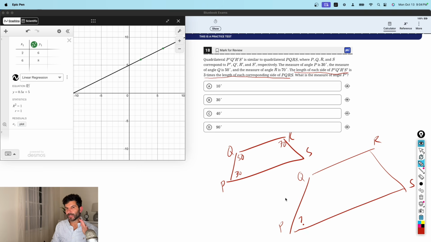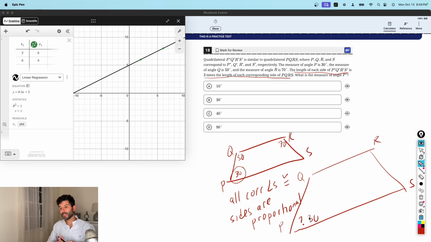Here's the wonderful thing about similarity. With similar polygons, whatever, triangles, quadrilaterals in this case, all corresponding angles are congruent. The sides are proportional. This question is not asking about sides. This question is asking about angles. So if this angle's 30, guess what? So is that. That's it. So this answer is going to be B, 30 degrees.